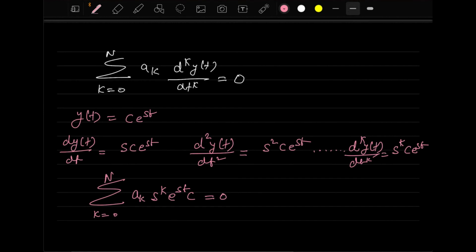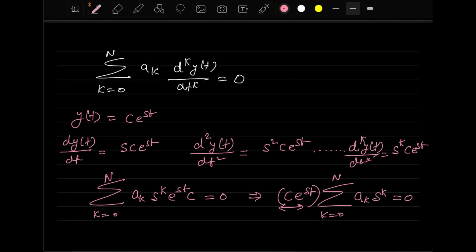Now you can take the term C e to the power st out and keep it outside. The reason we do it like that is that this term which we are putting outside is independent of k, so we can move it out.